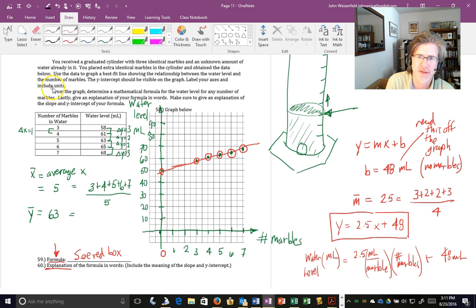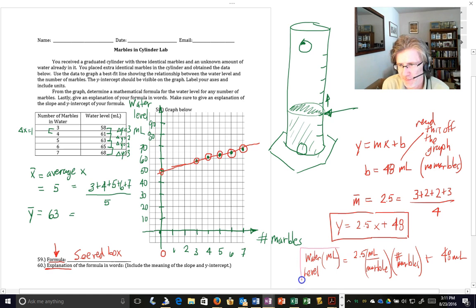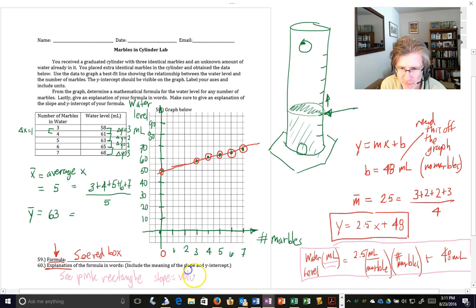Let's do this in pink. So this pink rectangle is the explanation in words. Which means that your water level in milliliters is 2.5 milliliters per marble times the number of marbles plus 48 milliliters. And the meaning of the slope is the slope equals the volume of each marble, assuming all the marbles are the same, which may or may not be a good assumption.